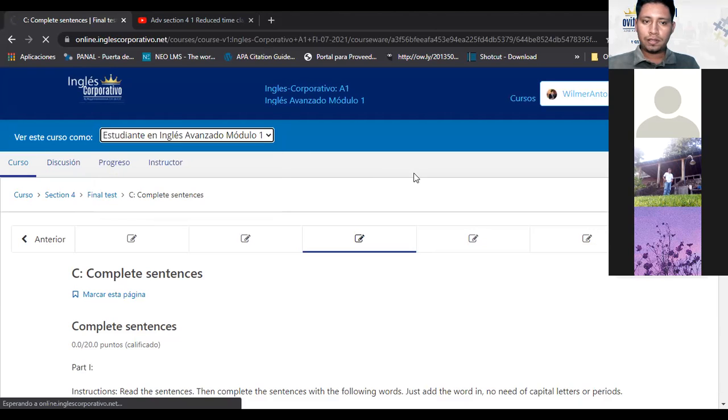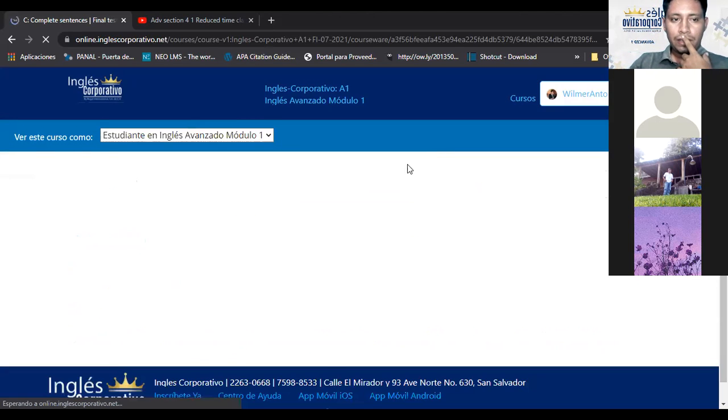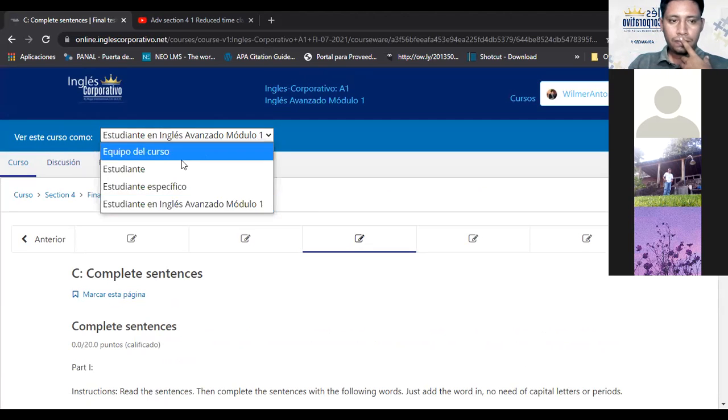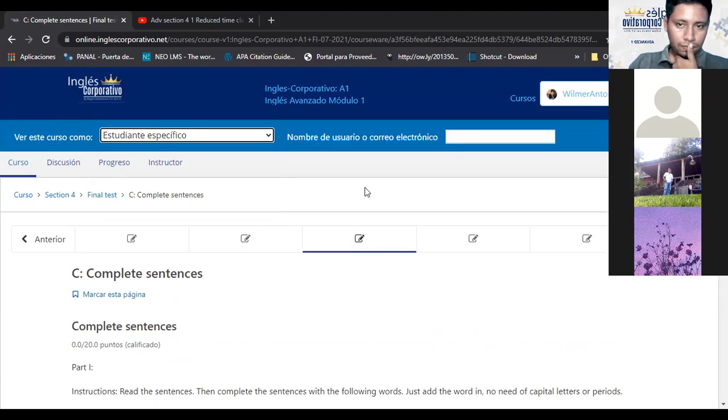Teacher, I have the same problem too. You have the same problem? Yes. Because I finished all the platform and the option to download the certificate does not appear. A section is missing to complete, section number 5, and that section doesn't exist. So I don't understand. What's your name? Gabriela Celaya. Okay, but we're going to start with Mr. Carlos Vasquez.